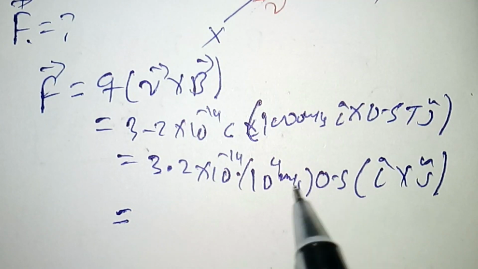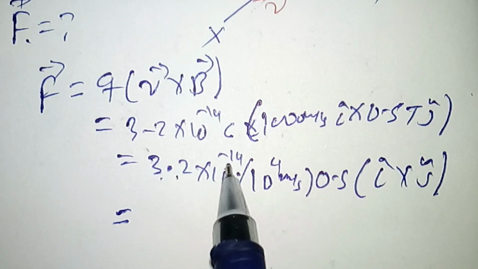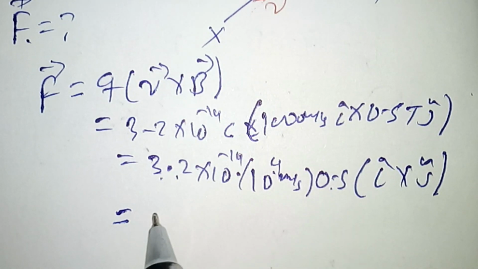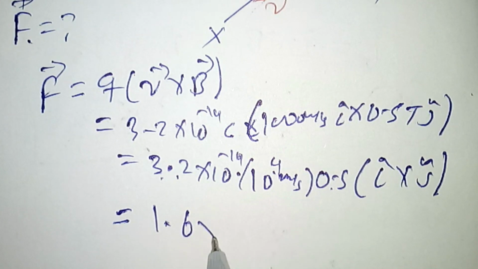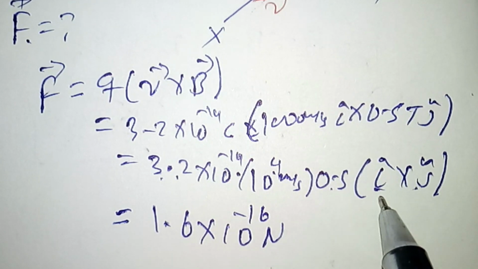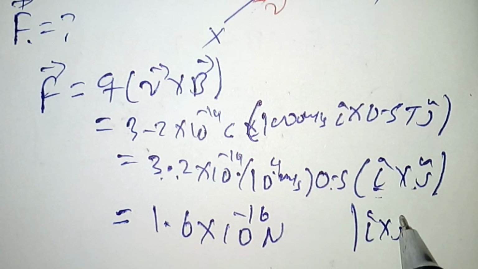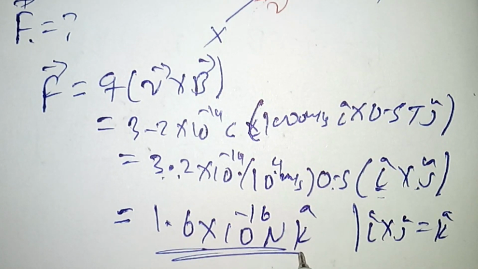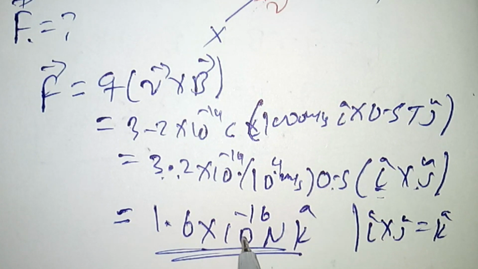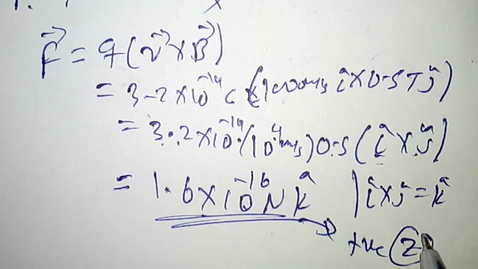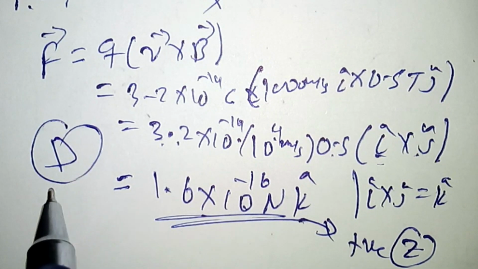So if we multiply the numbers together, 3.2 times 10 raised to minus 19 times 10 raised to 4 times 0.5 is equal to 1.6 times 10 raised to minus 16 Newton. We know I cross J is equal to K, so in the K direction. So the force is 1.6 times 10 raised to minus 16 Newton in the positive Z axis. So the correct answer is alternative D.